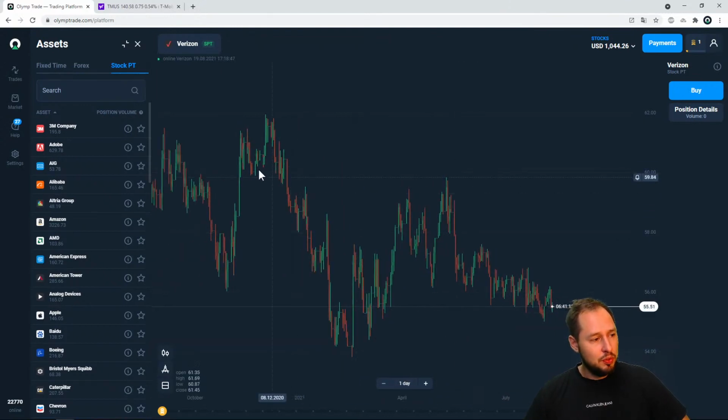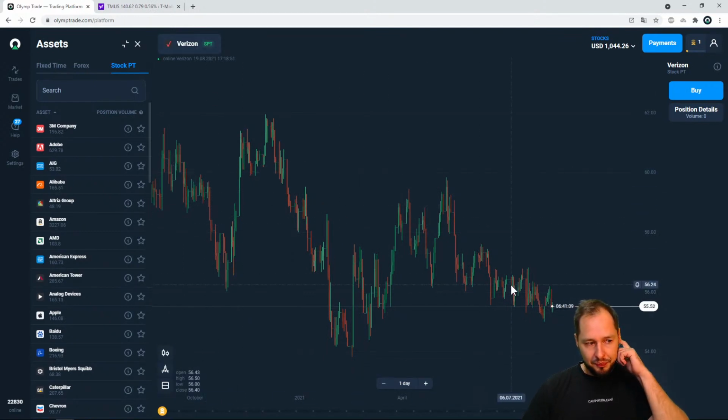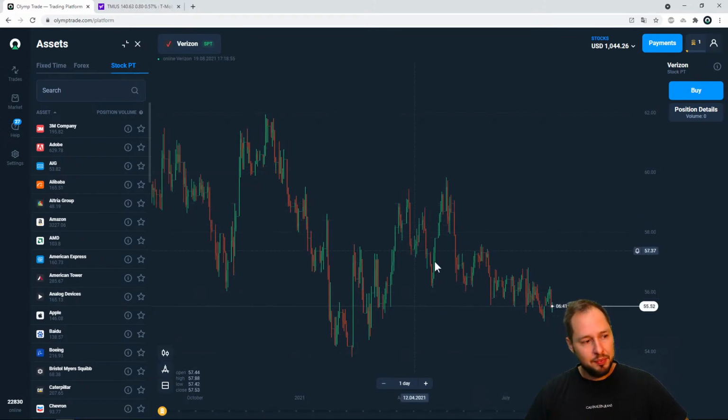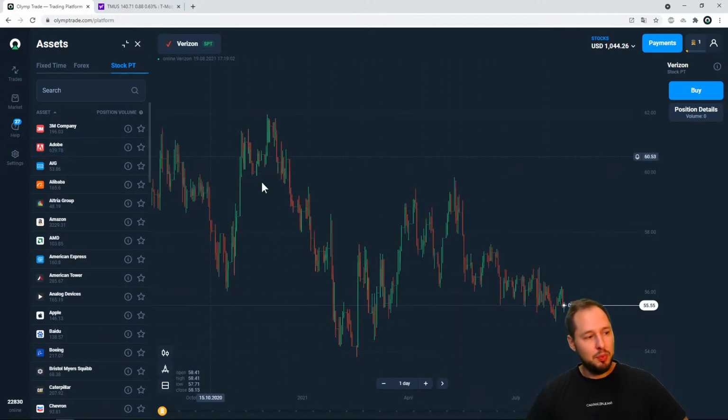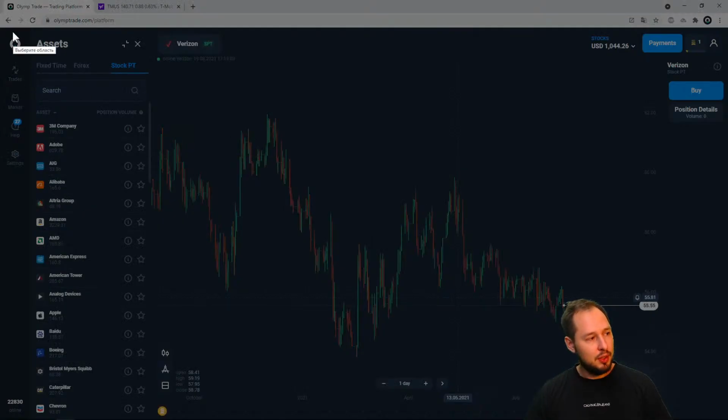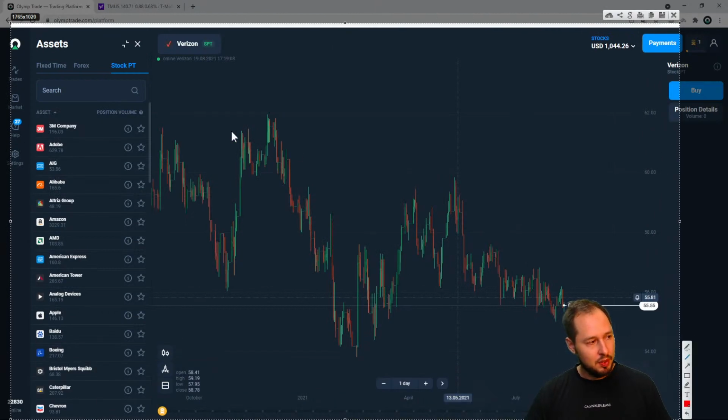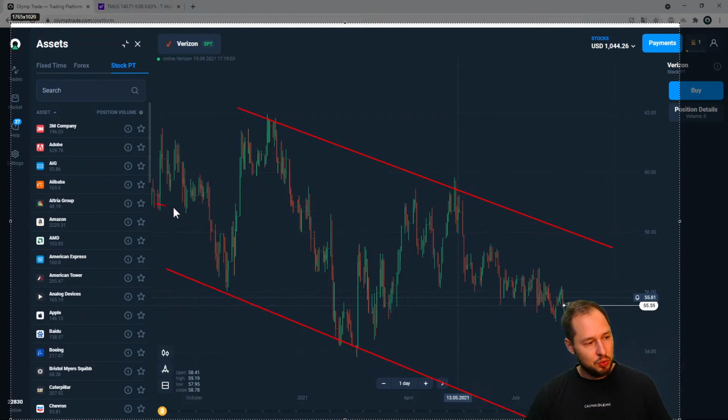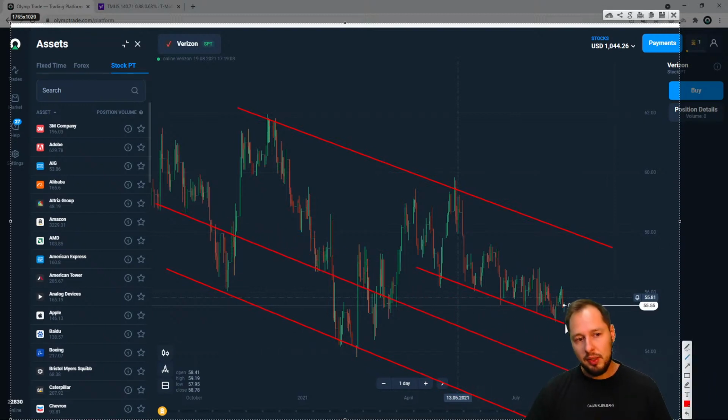So what do we do here? From a technical point of view, I can see the bearish trend on Verizon, so we are going down. We have a better PE ratio, but as you can see, we're going down. We have this downtrend, maybe some sort of price channel, something like this. You can see the inclination that we are getting down.